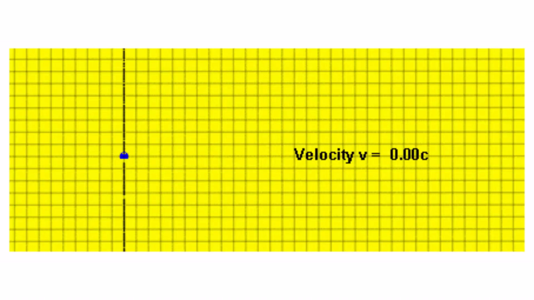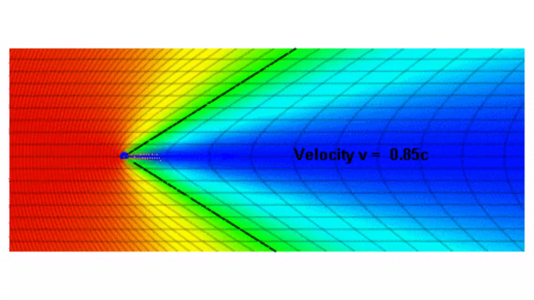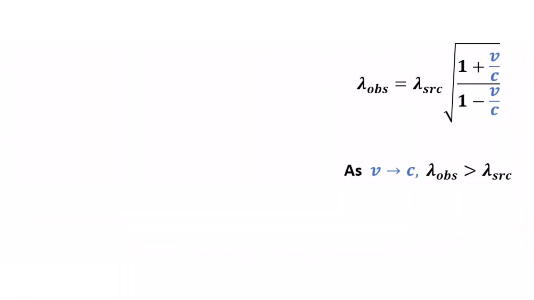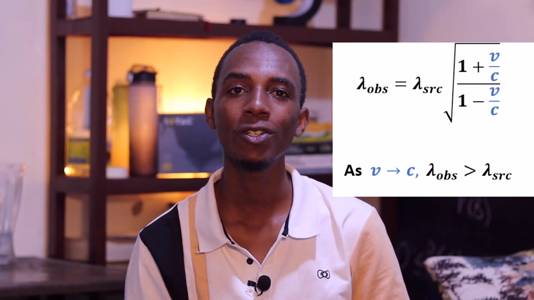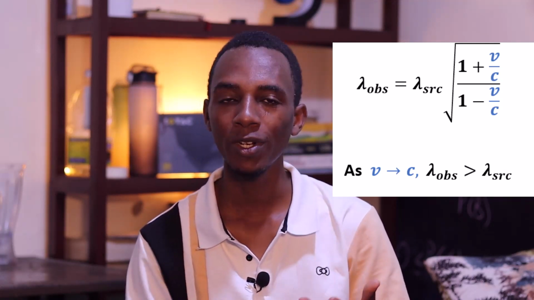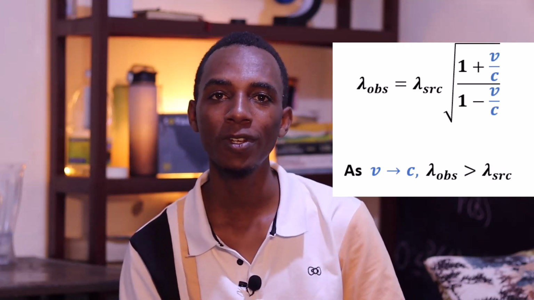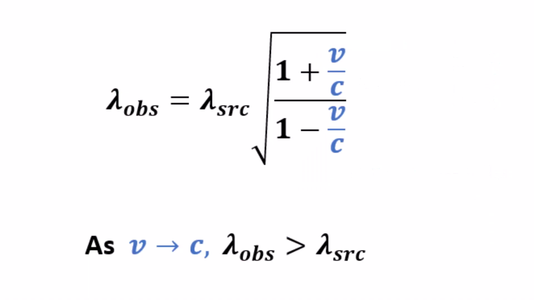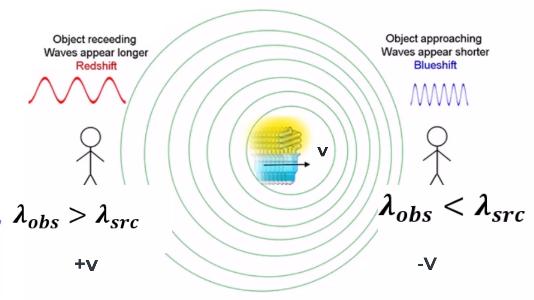V is positive when the source of waves and the observer are moving away from each other, and it's negative when the source of waves and the observer are moving towards each other. And because v over c is a fraction in this equation, relativistic Doppler effect only becomes observable when the relative velocity between the source and the observer is very close to the speed of light. For example, if v is positive and let's say our value of v is very close to the speed of light, then the observed wavelength is obviously going to be greater than the original wavelength of the source.